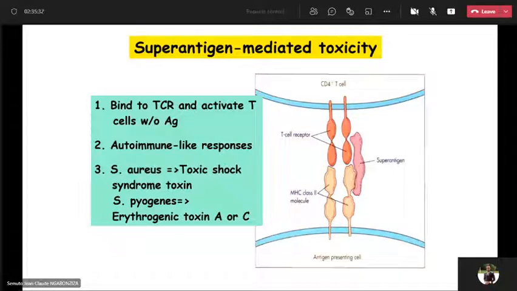pyogenes. Streptococci of group A, which produce erythrogenic toxin A or C. Also, they are superantigens that stimulate the immune response in such a way that the response is not limited to bacteria, but also kills the cell, so that we act like autoimmune. So that we kill the host components.